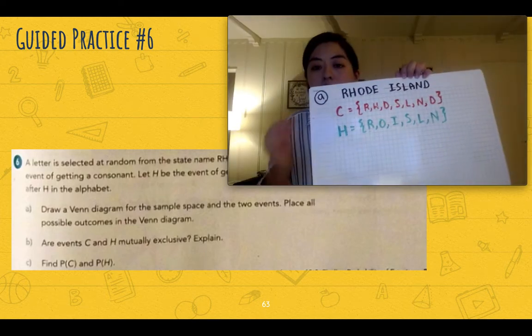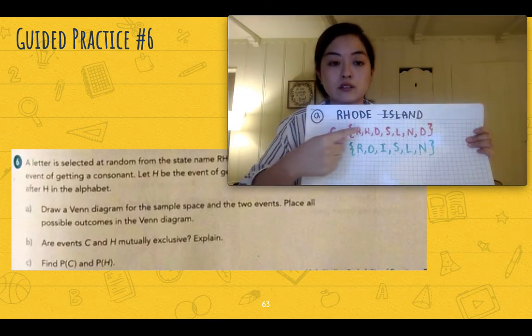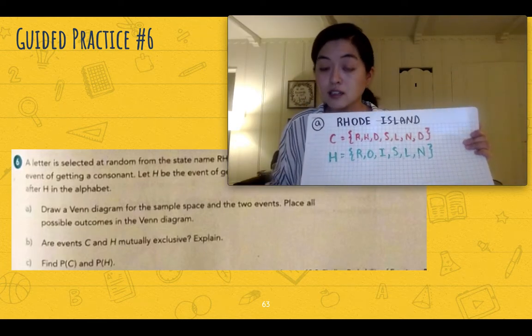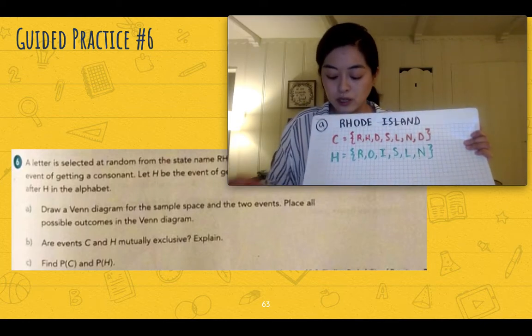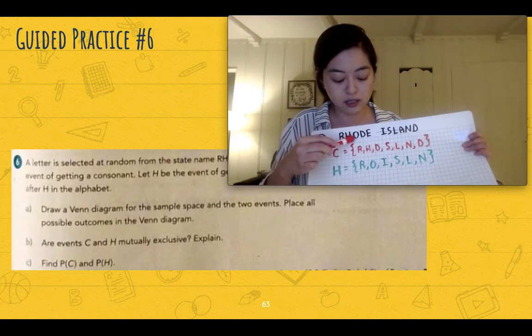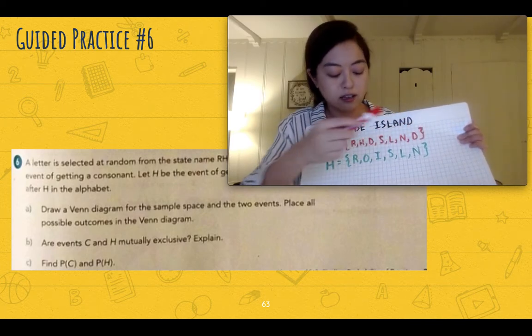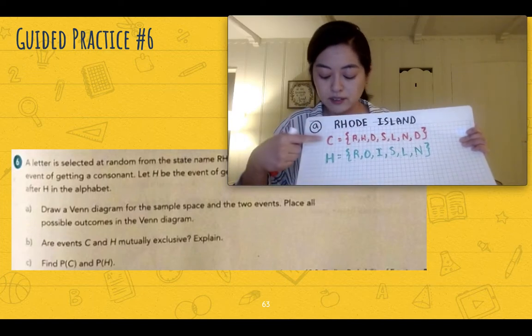a letter is chosen at random from the word Rhode Island, okay? Now, event C is the event of getting a consonant. A consonant is not a vowel. A vowel is A, E, I, O, U. So consonants are R, H, D, S, L, and D. So I wrote it inside here. Those are the outcomes for my event C.